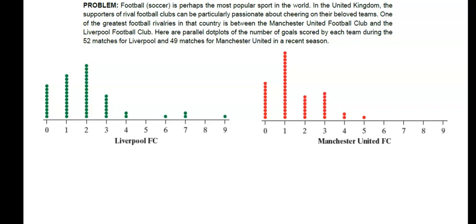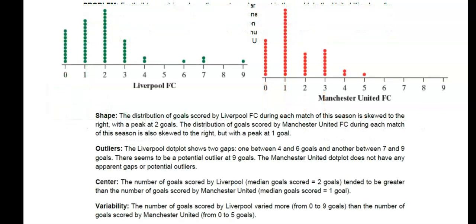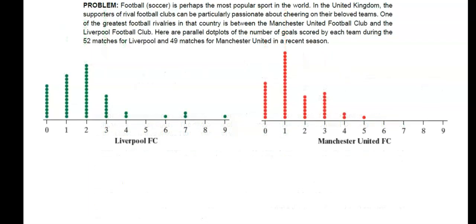The number of goals scored is represented there for many of the different matches. Liverpool had 52 matches, and there were 49 matches for Manchester United. So if you want to describe the shape and compare them, what would you say for the shape? Both of these graphs are skewed to the right.